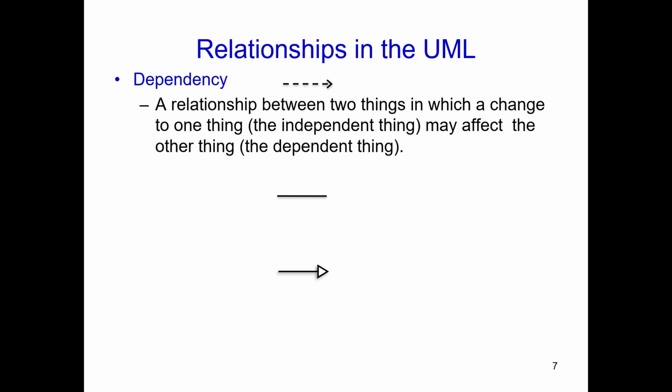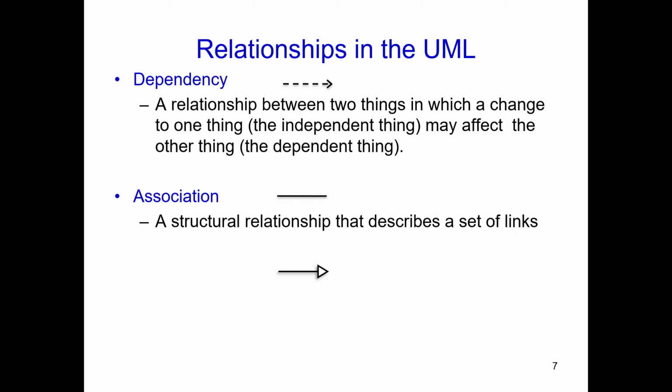It is a relationship between two things in which a change to one thing, which is the independent thing, may affect the other thing, which is the dependent thing. So if you change this one, that will impact this one. This is the independent thing. This is the dependent one. An association is a structural relationship that describes a set of links. So association is basically some connection between the two, right? Some type of association that could go in both directions.